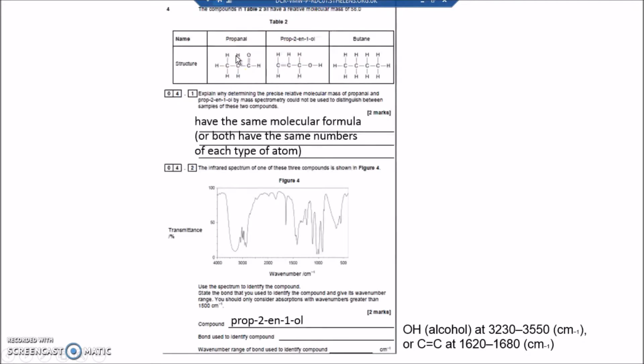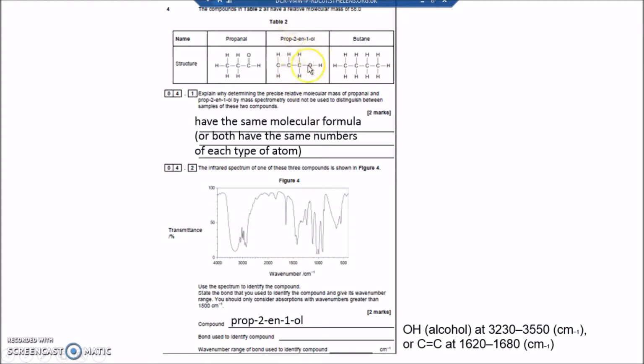Predict the relative boiling points of these three compounds from highest to lowest for 6 marks. Justify them. So first of all, you've got to get it right, and then you've got to justify it. So let's have a look what's in here. Have we got an oxygen bonded to a hydrogen, or a fluorine bonded to a hydrogen, or a nitrogen bonded to a hydrogen? Yes, we've got an oxygen bonded to a hydrogen here in prop-2-en-1-ol. So that's going to have hydrogen bonding.